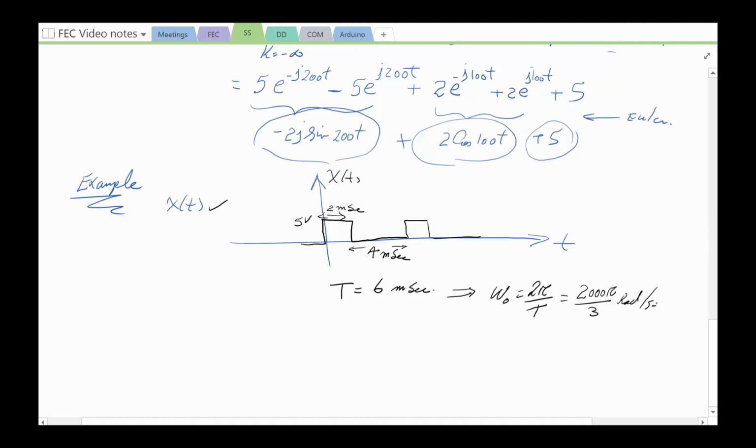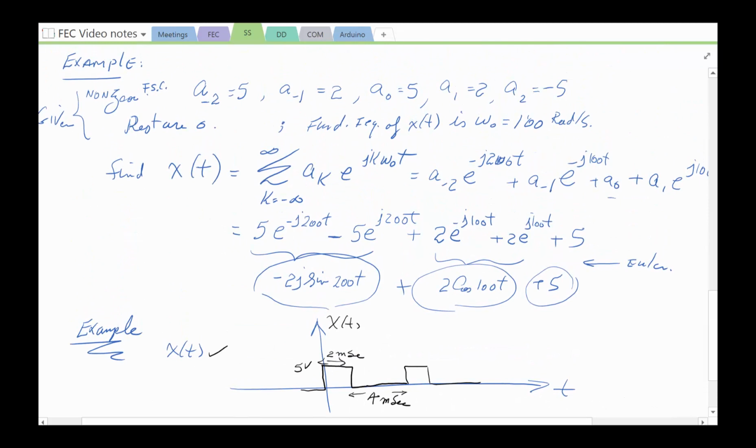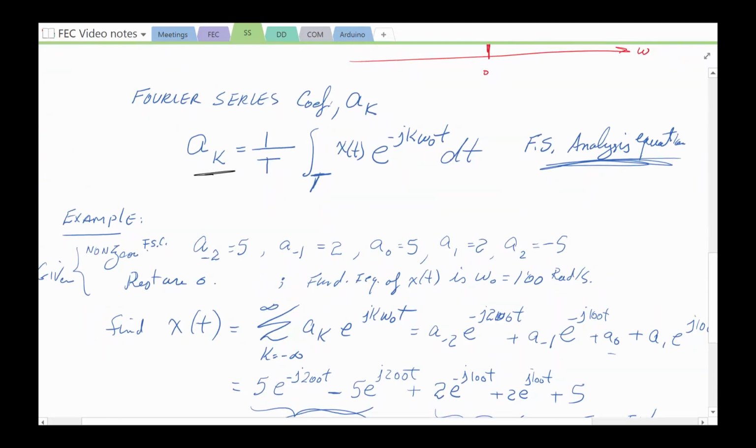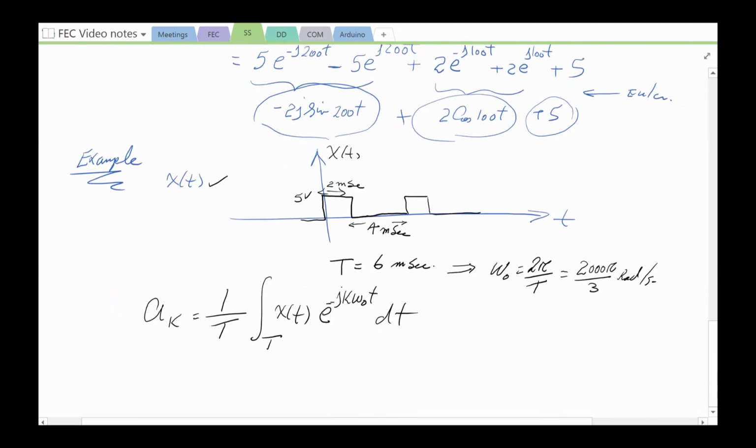Okay, so you say, okay, a of k, the equation is 1 over T times the integral over a period of x of t multiplied by e to the minus j k omega 0 t, dt. It has to be minus. So this is the equation I'm going to use. Okay. Now, so that's great. That's the equation. So how do I do it? Well, what's the period? Period is 6, so I've got 1 over 6 times 10 to the minus 3.